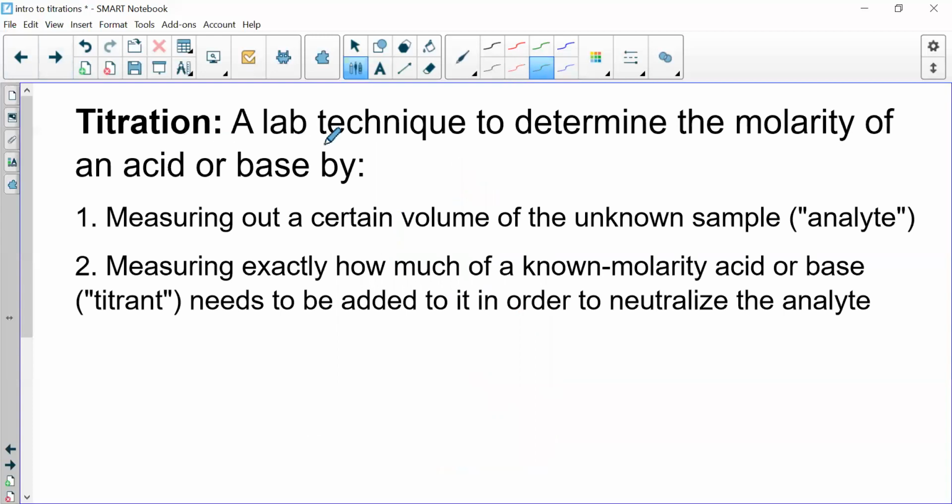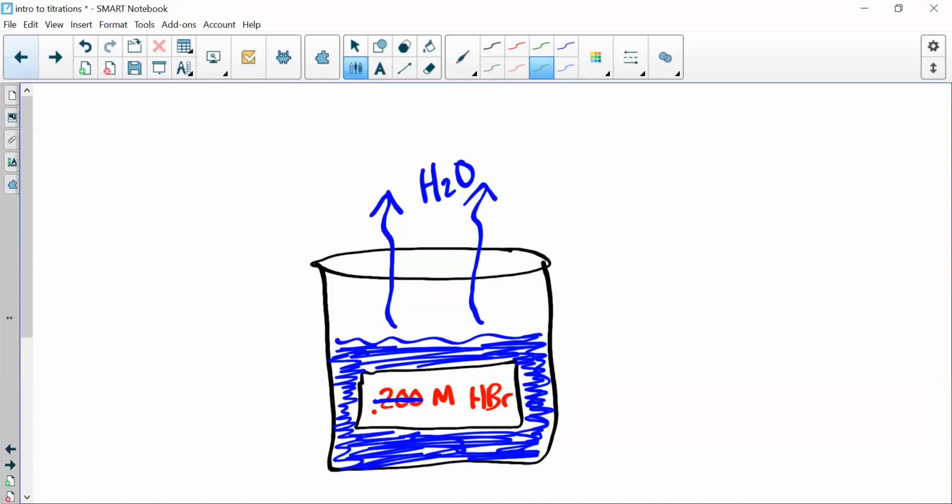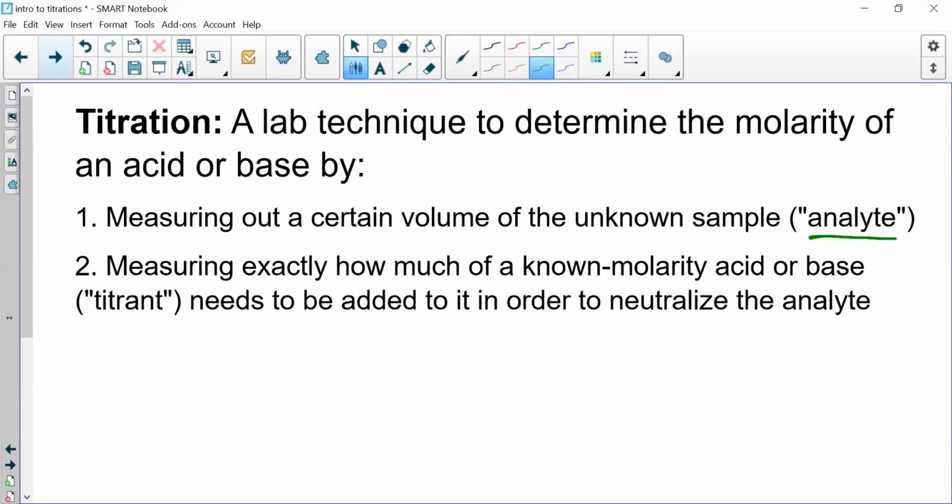A titration is a lab technique to determine the molarity of an acid or base by, one, measuring out a certain volume of the unknown sample. The unknown sample is what you're trying to analyze, so we call it an analyte. So for example, if you have this hydrobromic acid as your unknown, then you would call this your analyte. And two, measuring exactly how much of a known molarity acid or base, which we call a titrant, needs to be added to it in order to neutralize the analyte.